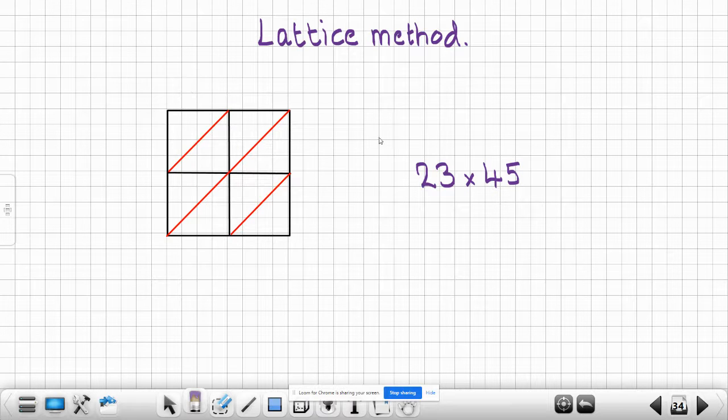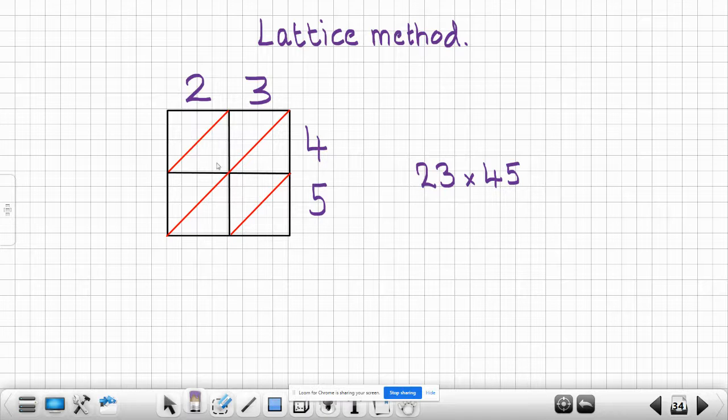So what we do is we put the first number at the top. So the 2 will go above the first column and the 3 above the second. And then we're going to put the second number down the side here. So the first row will be 4 and the second row will be 5. And what we're doing is breaking it down, so we're only ever dealing with one digit multiplied by another digit in each box.